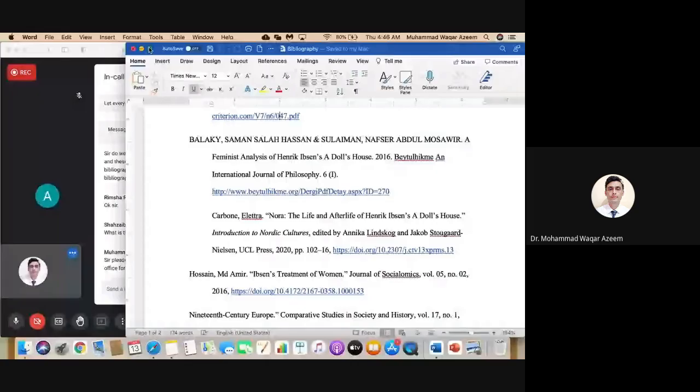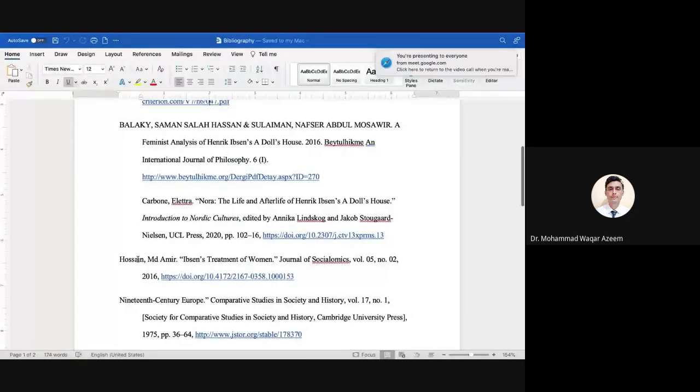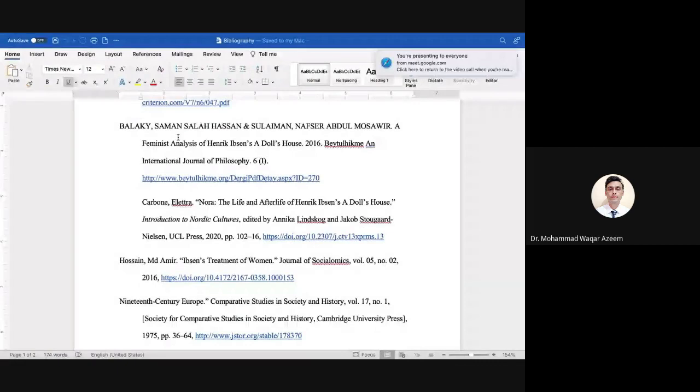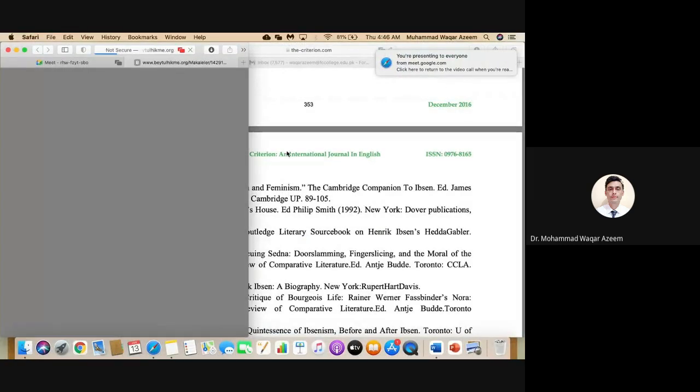So the second resource I have is, let me share it again. This is Balaki, Salman, Shah, Hassan, and Suleiman, maybe Nafsar, Abdul Musawwir. Feminist analysis of Henry Gibson's Doll's House, Baitul Hikmah, International Journal of Philosophy. Let's open this one too. Where does it take us?